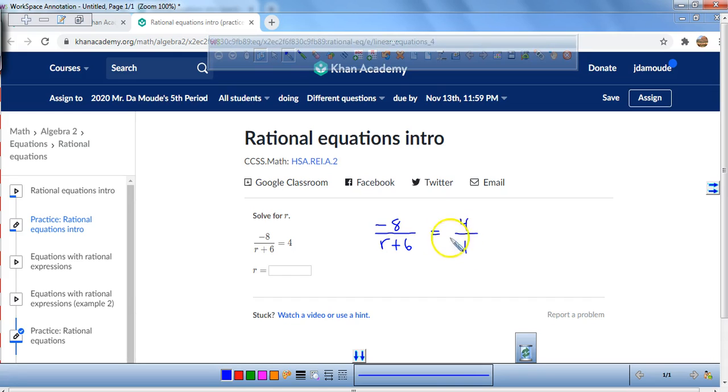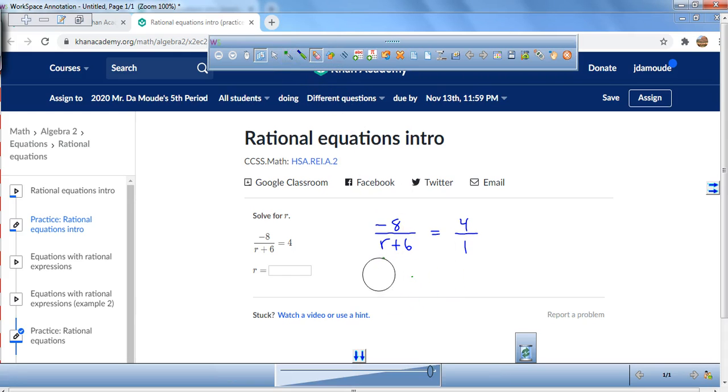So right here, if we set this up as negative 8 over r plus 6 equals 4 over 1. One of the things you need to understand is there are certain numbers that we cannot get that would be bad. For example, if r equaled negative 6, that would make this denominator equal to 0. So if we end up getting negative 6, then we're not going to submit that. But we're not going to have to worry about that in this particular one. Right now we're going to do a little cross multiplication.